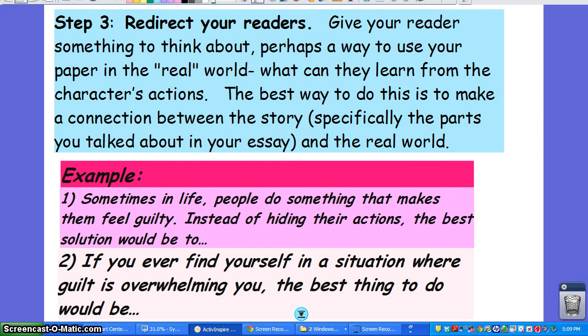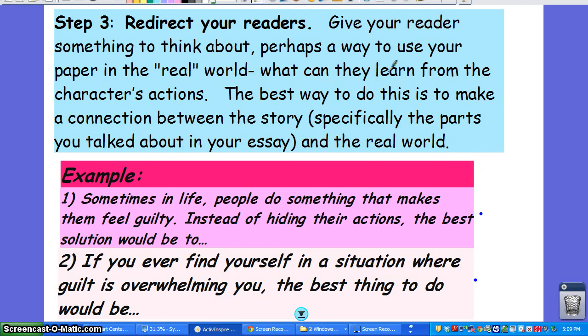Now, the best way to do this is to make a connection, again, between the story and the real world. So an example would be, sometimes in life people do something that makes them feel guilty. Instead of hiding their actions, the best solution would be, or if you ever find yourself in a situation where guilt is overwhelming you, the best thing to do would be. Now, these would not be my sentences for an essay on The Chaser. These actually come from a conclusion that talked about a story whose main theme was guilt.